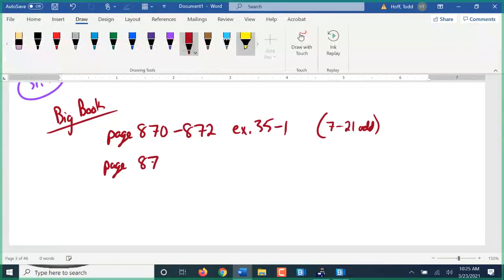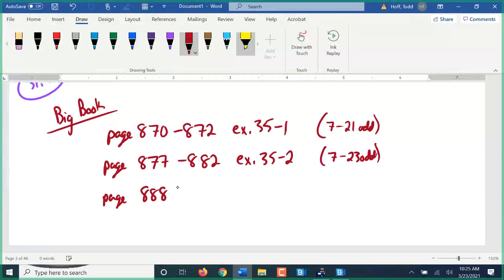Pages 877 through 882, exercises 35-2. This one is 7 through 23, the odd. Then we also have pages 888 through 891, exercise 35-3, and this will be 7 through 21, the odd again.